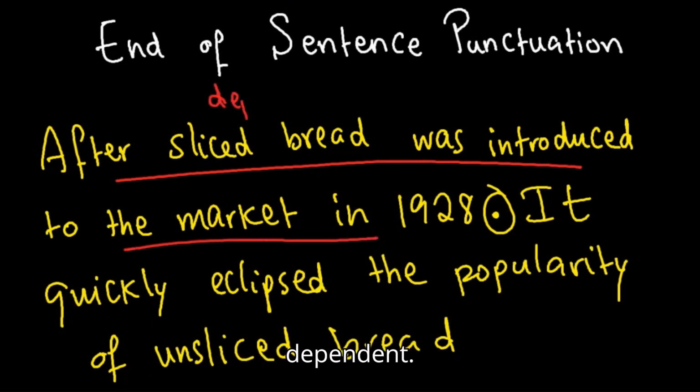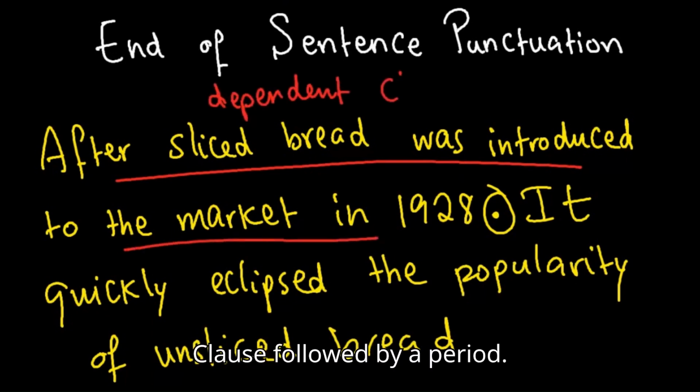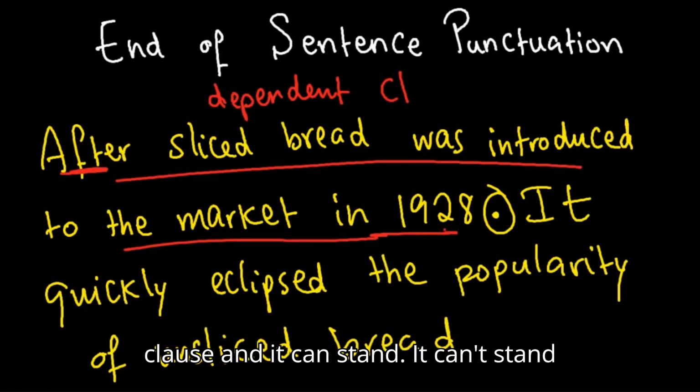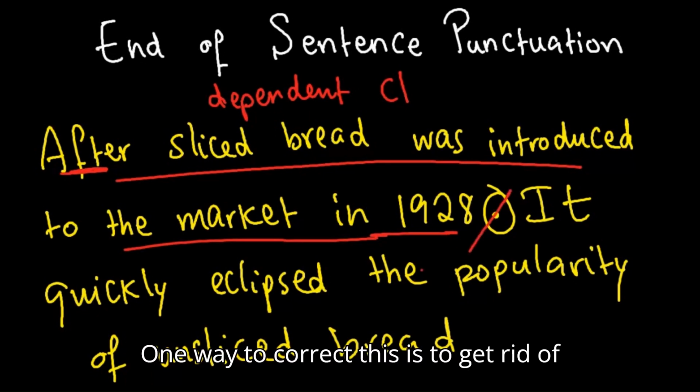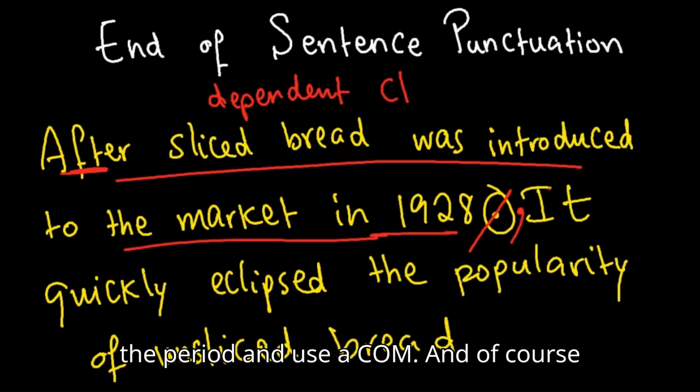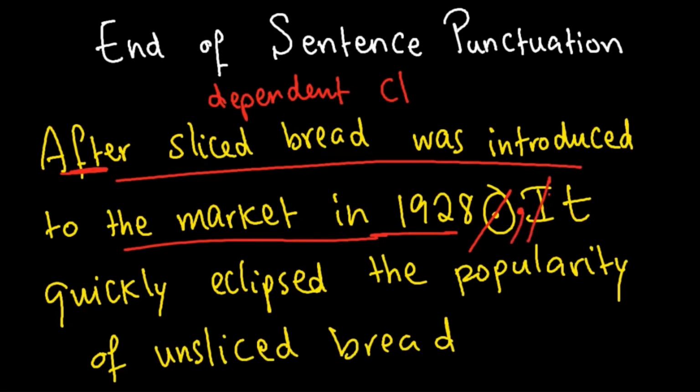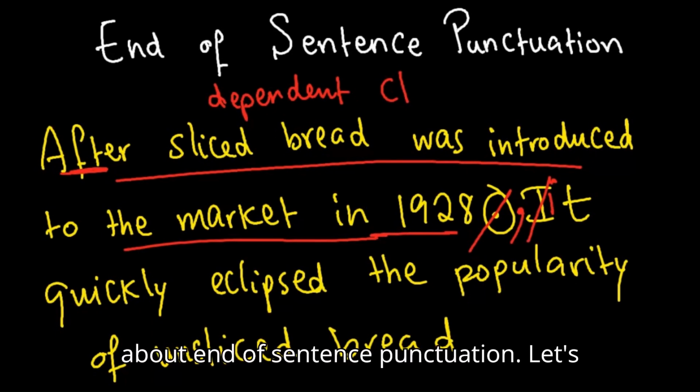We have a dependent clause followed by a period. The first clause in the sentence, which starts with after and ends in 1928, is a dependent clause, and it can't stand alone on its own as a sentence, so using a period creates an error. One way to correct this is to get rid of the period and use a comma. And of course, we're going to use a small i instead of a capital I. So this is pretty much about it, about end of sentence punctuation.